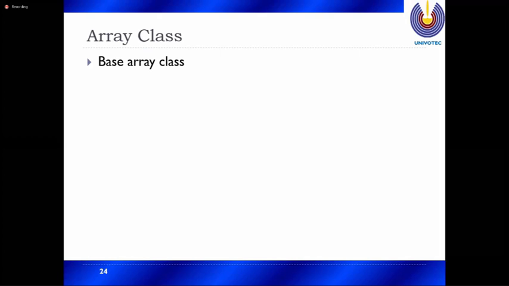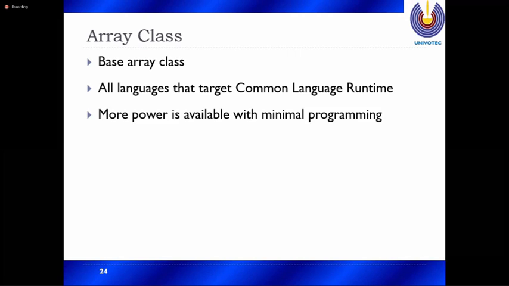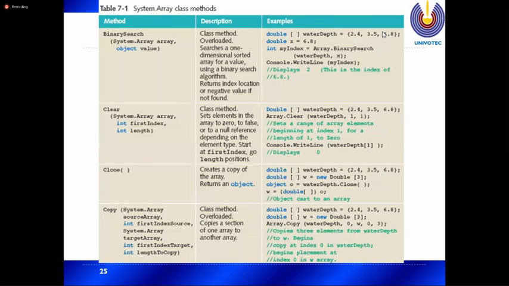Now the array classes. The base array classes are available in all languages that target the Common Language Runtime. Then you can use more power that is available with minimal programming. Here is Array.BinarySearch: you can search for any element to find its position. If you search for 6.8, which position is it? It returns 2, which is the third element, since the index is 2. This is how we can use some methods.